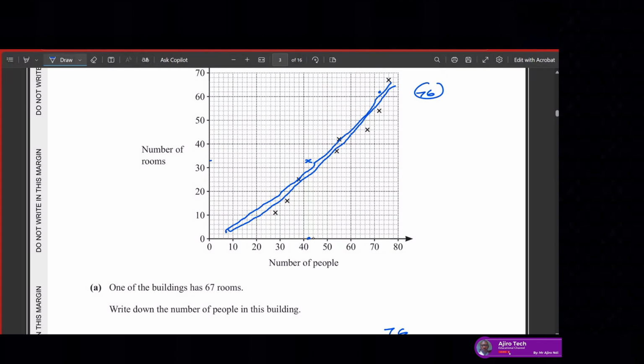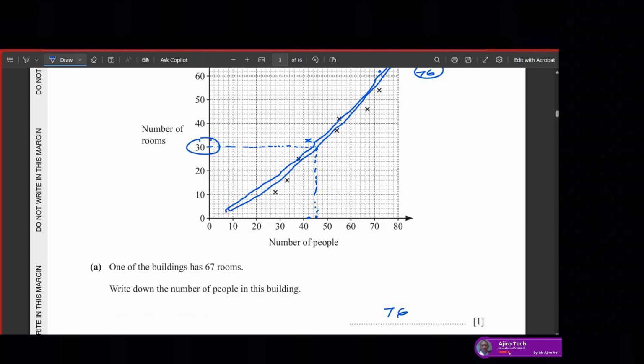45 will be around here, the middle of the site. So you trace that point to the line of best fit. Are you seeing that? Okay. Yes. So when you trace that point to the line of best fit, you now trace it to this other side. What do we have? 30. Yes. That's it. Is that understood? Yes, very well understood. Can we move on? Yes, you can.